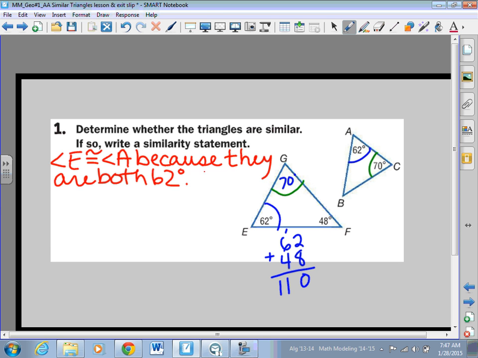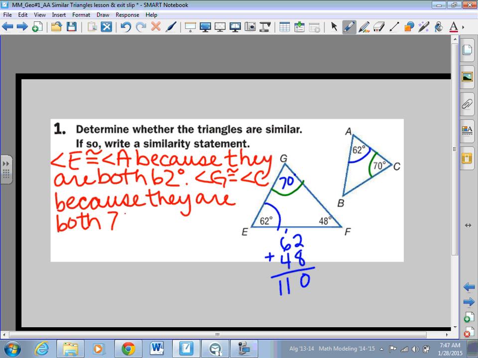Then we can say that angle G is congruent to angle C because they are both 70 degrees. Okay, so we can conclude, and I ran out of space, that's why I'm coming down here, triangle, and label it however you want, but remember corresponding angles have to go in order.